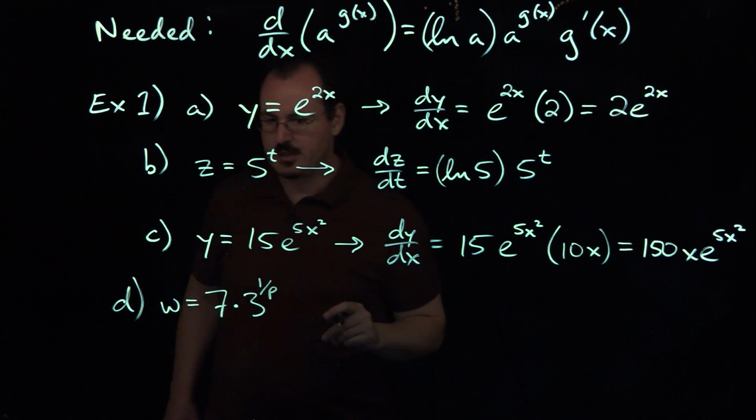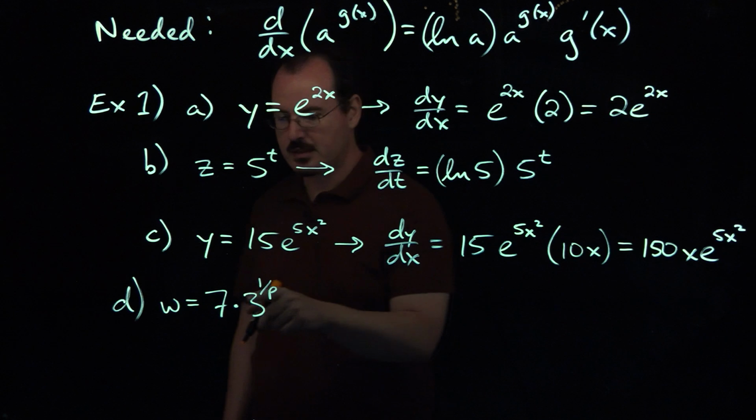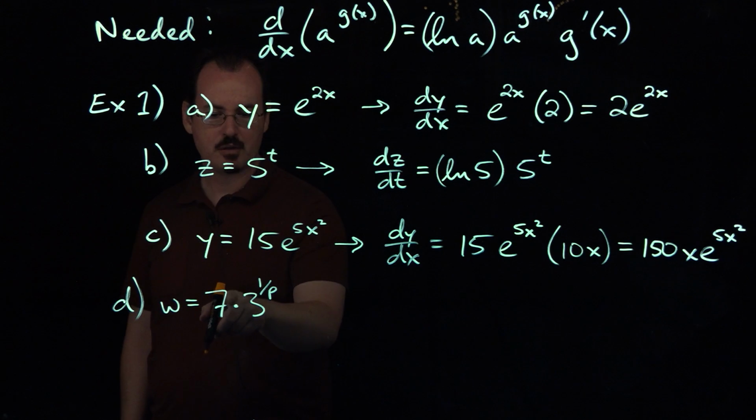Okay, now one thing just to be very careful with on a problem like this, when you see a number multiplied by an exponential function, be sure that you do not multiply these numbers together first. This is not going to be 21 to the power of 1 over p. Okay, be real careful about that.